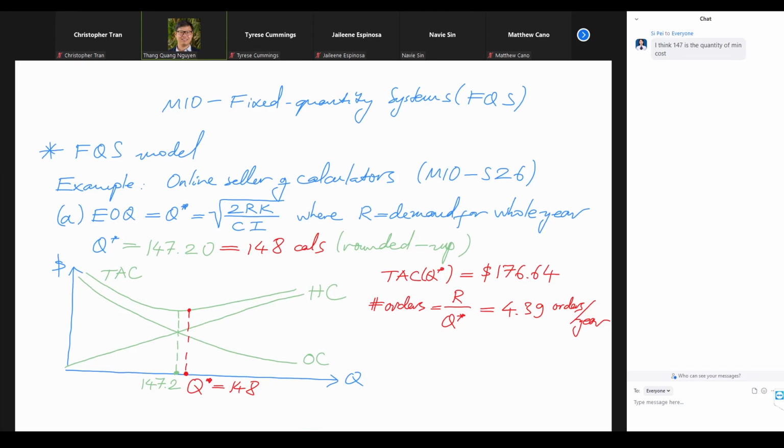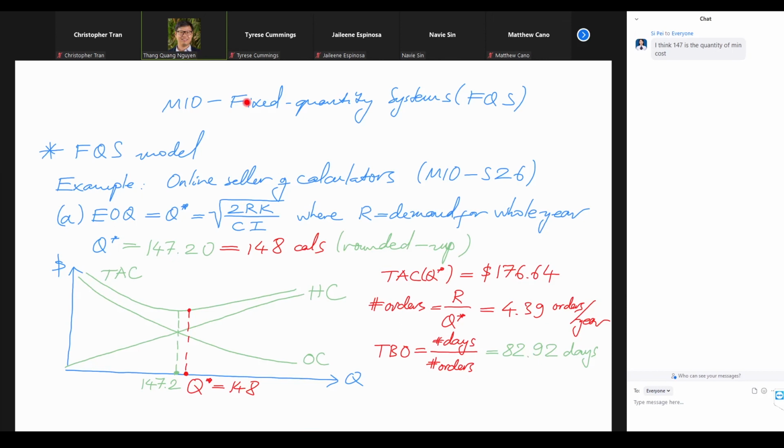And then next we calculate the time between orders. How long do we have to wait, right? The time between orders is, you take the number of days in the year divided by the number of orders that we just calculated earlier, right above it. Then after we plug the numbers in, the answer would be 82.92 days. So it means that on average, we wait for about 83 days before we make the next order. But remember, this number is the average only.